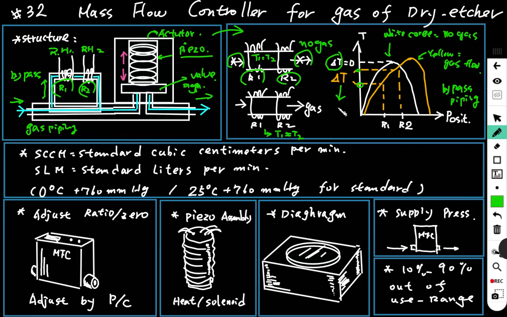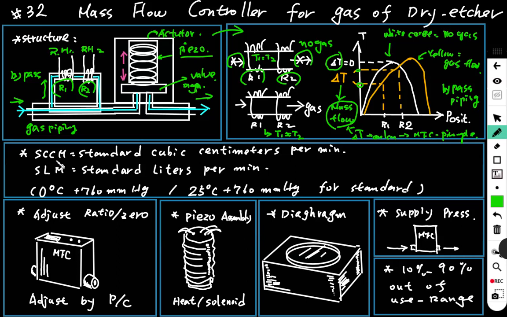We use the T2 and T1 difference, delta T, to calculate the mass flow. So we use the temperature difference to calculate the mass flow. This is the principle. It's a very easy principle. So this is the MFC controller.